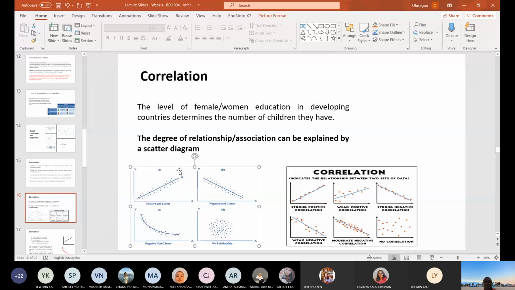Then the next one shows a negative relationship, the one that flows from left to right in a downward direction. It shows that when one increases, the other decreases, or when one decreases, the other increases. Meaning, the lower the level of education, the higher the number of children females have. So what I'm trying to say is that correlation can exhibit a relationship that is negative or positive.